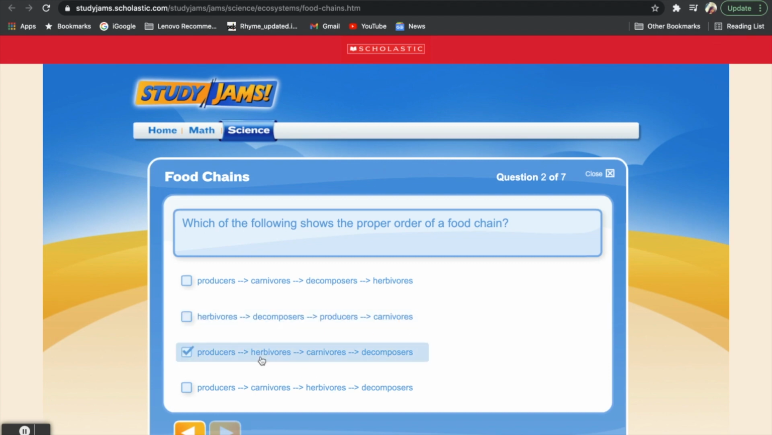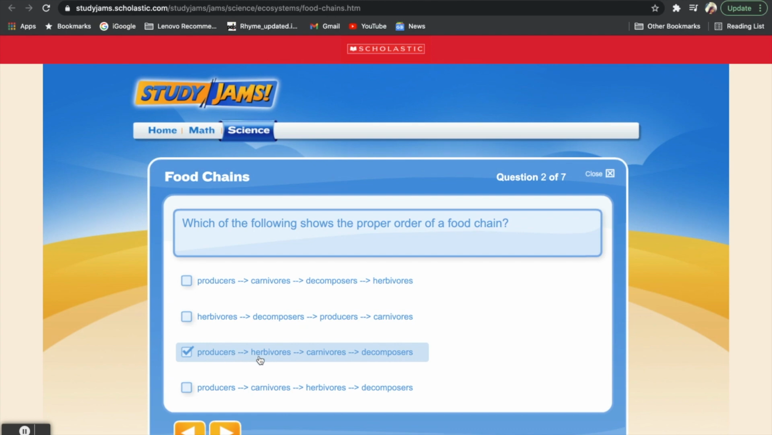Choice number 3 says producers, herbivores, carnivores, and decomposers. And choice number 4 says producers, carnivores, herbivores, and decomposers. The correct choice here is choice number 3. Producers start a food chain. Those usually include plants, which create their own energy using the sun.